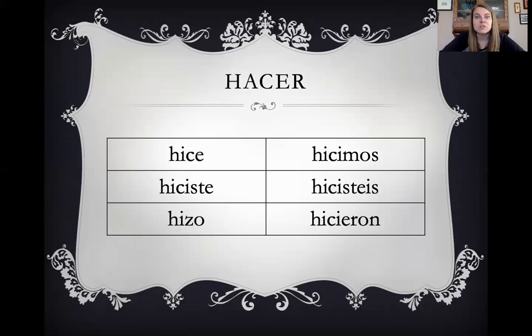And then hacer is irregular in a bunch of different ways. Hacer, it changes A to I, so it almost should really go in that irregular stem category because it is an irregular stem of HIC, and it has those same endings as our irregular stem category. There's no accent marks, it has a jumble of endings, and the yo form has a Z in it.